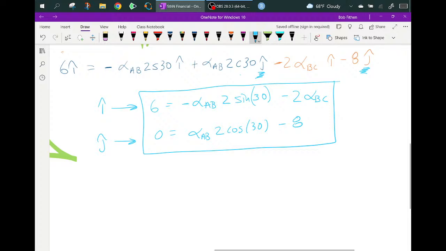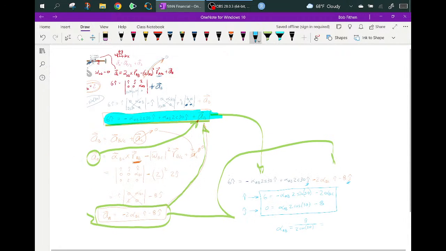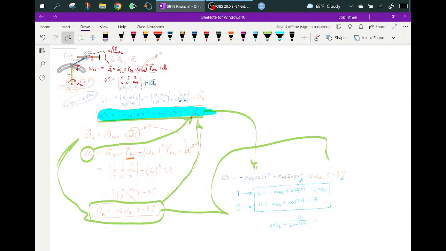The first thing you can see, alpha AB, just seems interesting to me that that's the first one you can pull it off of. But that's okay. Is equal to 8 divided by 2 cosine of 30. That's basically what he was asking for in the problem. Let's pick another one and do that one before we finish.